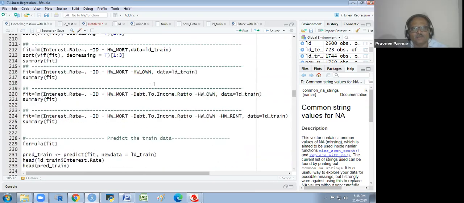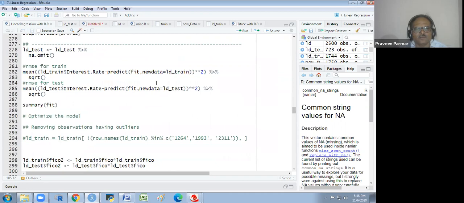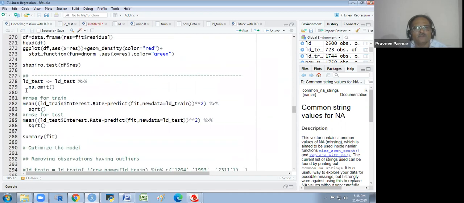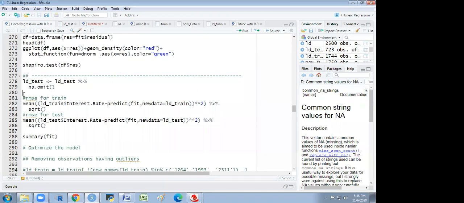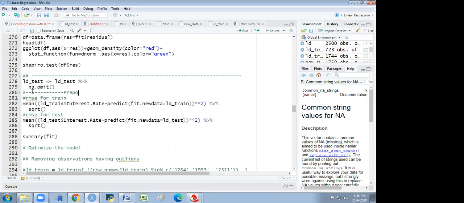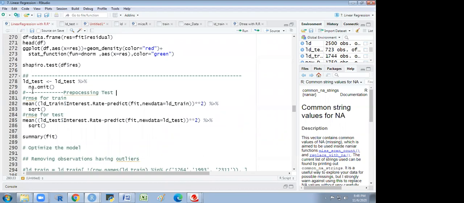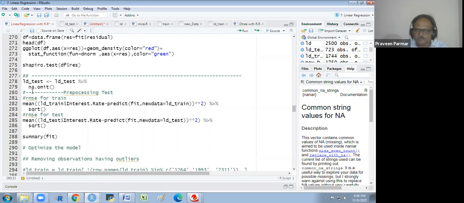You write those codes here, before this prediction, before measuring. Write one comment here, that pre-processing test data, and then copy paste everything here and change the data frame name. So you could bifurcate what we have taken and what we have done. Is it clear?